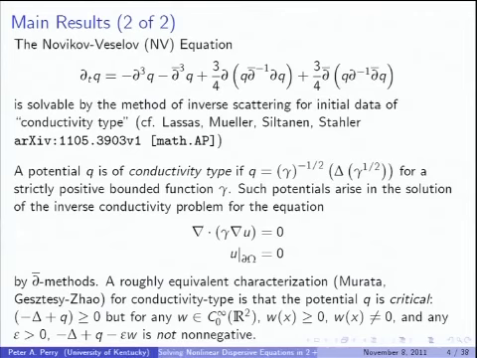The second result concerns the Novikov-Veselov equation, and here I must, with apologies to the experts in the room, say a little bit about that. The Novikov-Veselov equation one should think of as a two-dimensional analog of the KdV equation, and I'll come back to that point in a minute. And Lassas, Mueller, Siltanen, and Stahel have studied in detail the scattering transform based on the Schrödinger equation, which I'll discuss, which formally certainly solves the Novikov-Veselov equation. And they proved a number of nice results on the scattering transform.